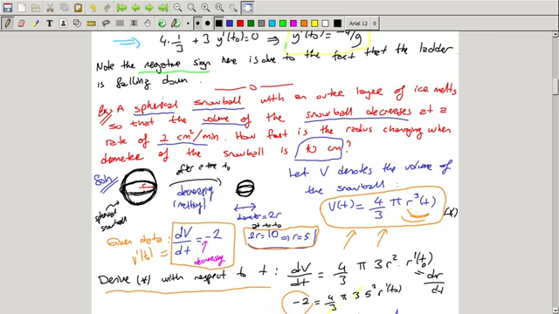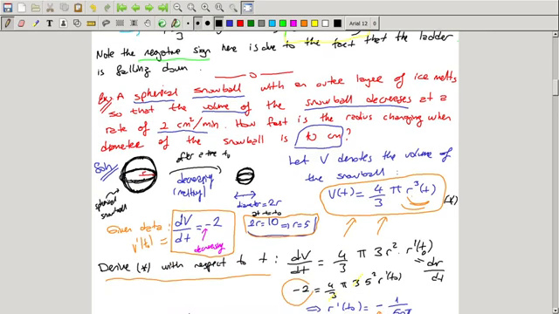A second example. In this example, we have another geometrical shape, which is a sphere. We have a spherical snowball with an outer layer of ice that melts. Whenever it melts, it means it is decreasing, it's getting smaller, so that the volume of the snowball decreases at a rate of 2 centimeters cubed per minute. In this case, V' is given.